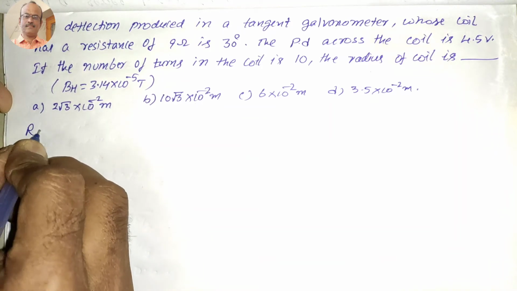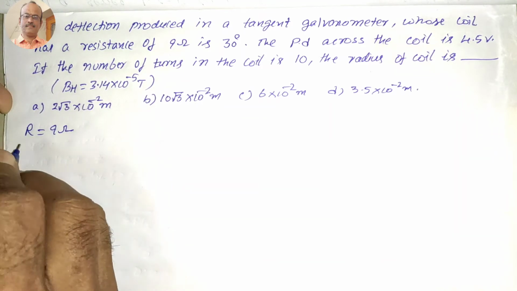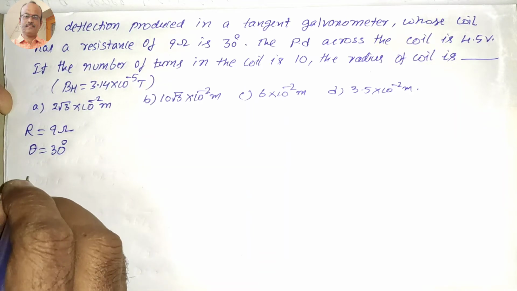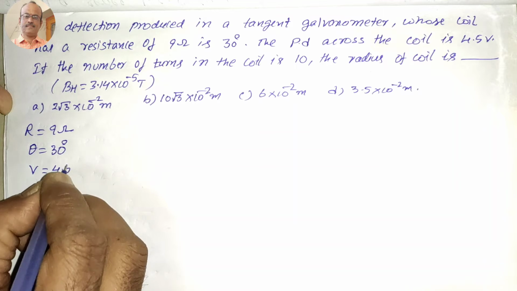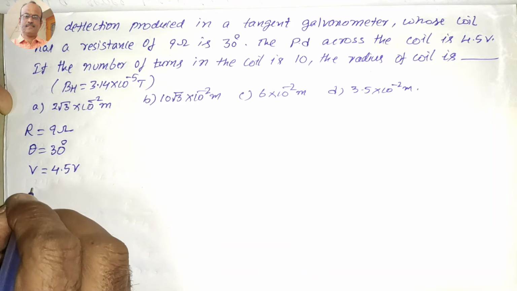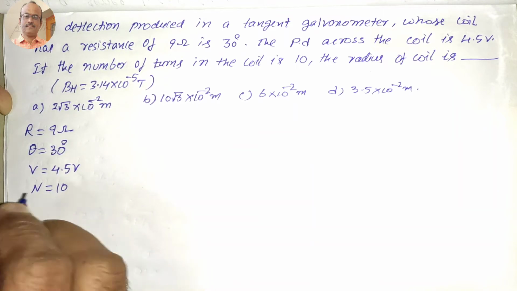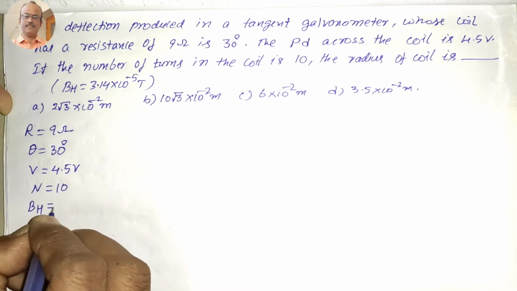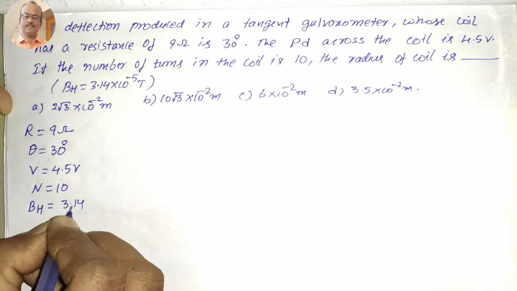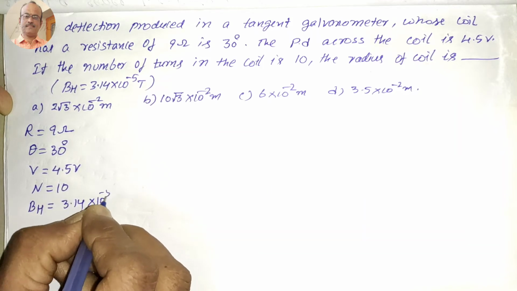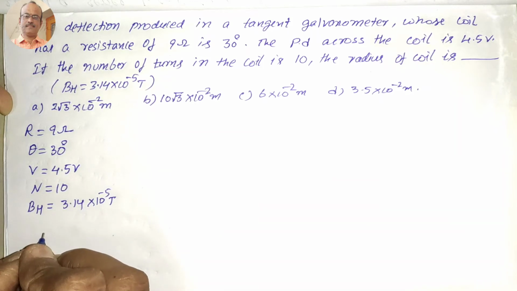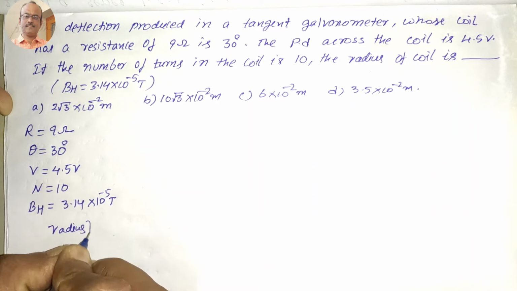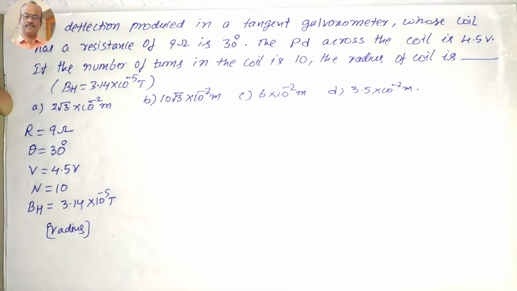That is, resistance is equal to 9 ohms, the deflected angle is 30 degrees, the potential difference applied is 4.5 volts, and the number of turns is equal to 10. Then the horizontal magnetic field is 3.14 into 10 to the power of minus 5 Tesla. And which one do we want to calculate here? The radius of the coil.